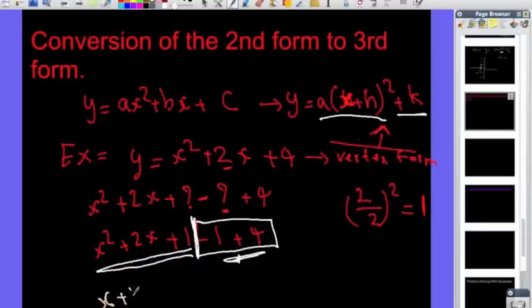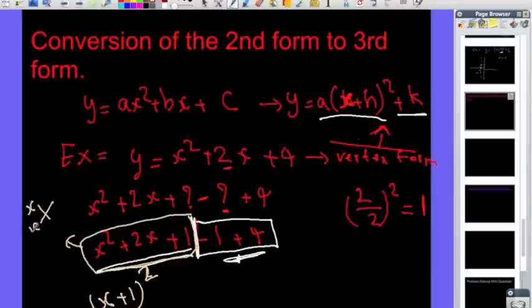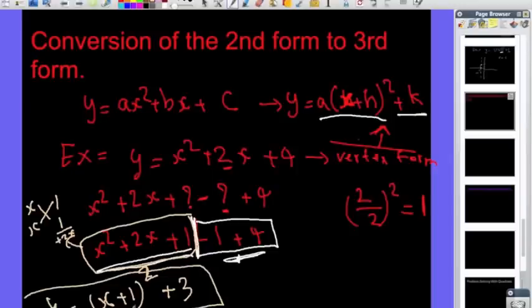So it would be (x plus 1) squared. In order to get this, we can just use this side of the equation and do the factoring, which would be x and 1, 1 and 1, which would give you plus 2x. So it would be (x plus 1) squared, and minus 1 plus 4 gives you plus 3. So basically you're left with this. So is this the vertex form or not? Yes, it is. That's it. It's this easy. Let's do one more example.